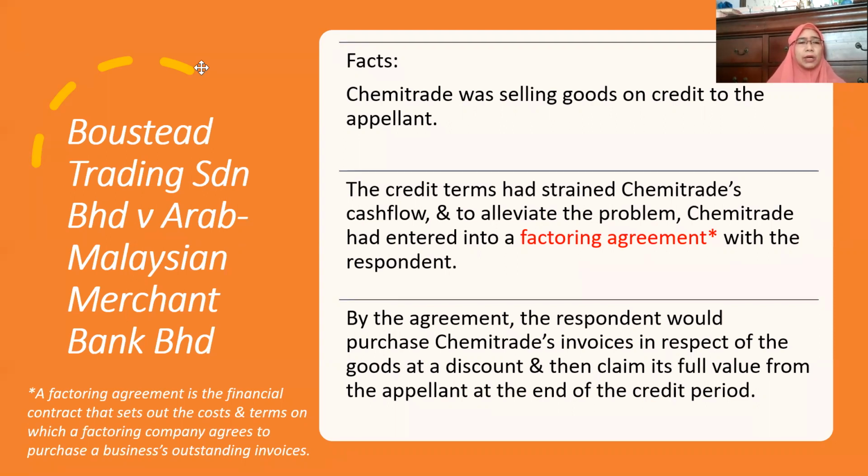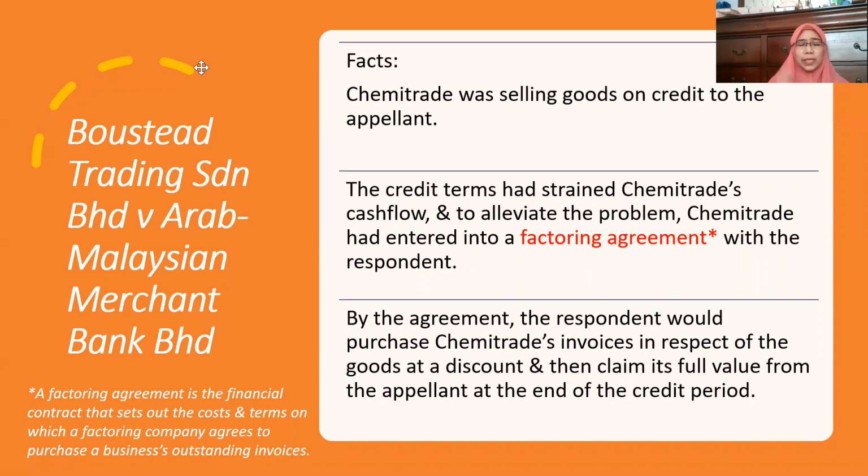A factoring agreement is actually a specific agreement, a financial contract that sets out certain arrangements, the cost and terms on which a factoring company agrees to purchase a business's outstanding invoices. Some other company steps in, takes over the invoices and pays whatever is outstanding or the debt which is overdue.